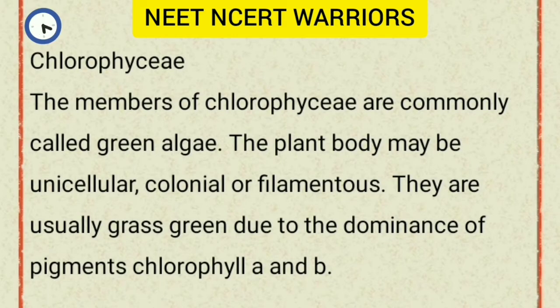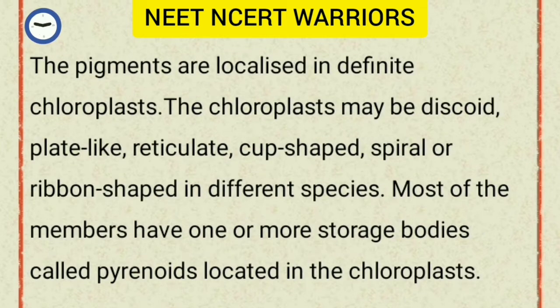Chlorophyceae. The members of Chlorophyceae are commonly called green algae. The plant body may be unicellular, colonial or filamentous. They are usually grass green due to the dominance of pigments chlorophyll A and B. The pigments are localized in definite chloroplasts. The chloroplasts may be discoid, plate-like, reticulate, cup-shaped, spiral or ribbon-shaped in different species.